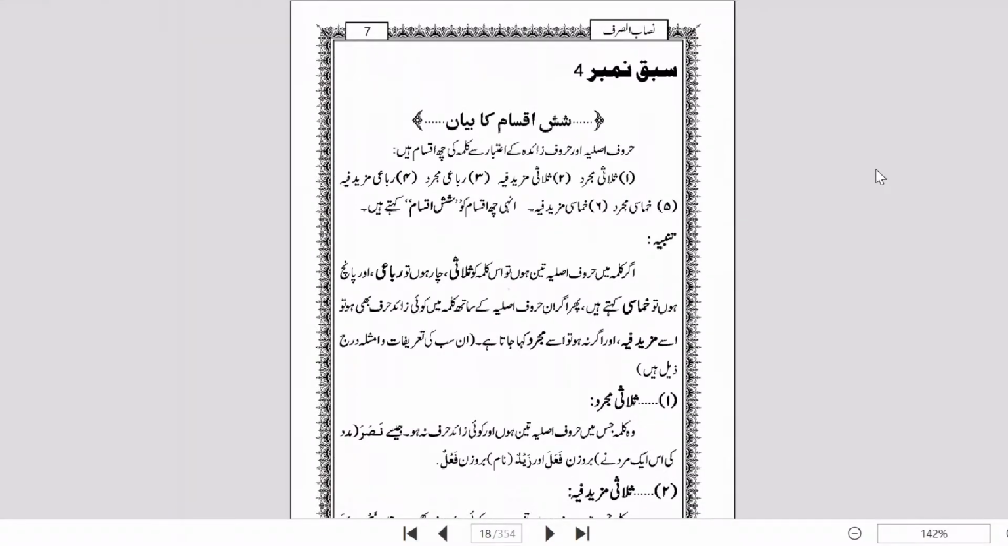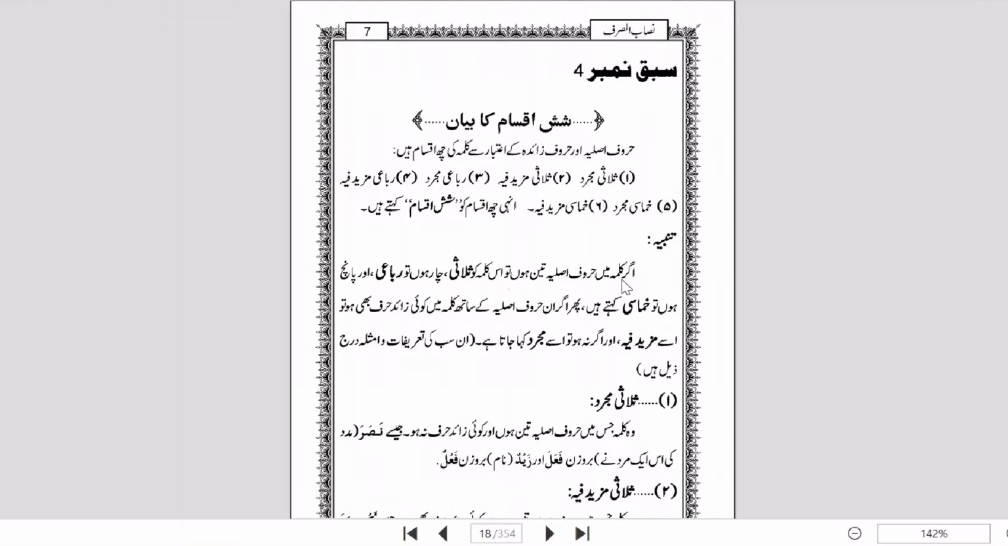Bismillahirrahmanirrahim. Lesson number 4 is about Shash Aqsaam. There are 6 types of kalima, 6 types of words according to Huruf Asliya and Huruf Zaida. So there is firstly Sulasi Mujarrad, Sulasi Mazid Fi, Rubaai Mujarrad, Rubaai Mazid Fi, Khumaasi Mujarrad, Khumaasi Mazid Fi. These 6 are known as Shash Aqsaam.